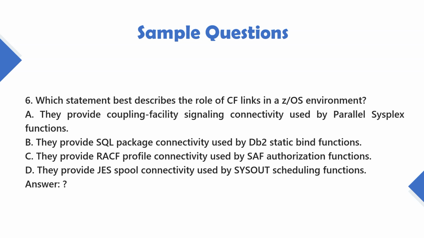6. Which statement best describes the role of CF links in a z/OS environment? A. They provide coupling facility signaling connectivity used by parallel sysplex functions. B. They provide SQL package connectivity used by dflat2 static bind functions. C. They provide RACF profile connectivity used by SAF authorization functions. D. They provide JES spool connectivity used by SYSOUT scheduling functions.